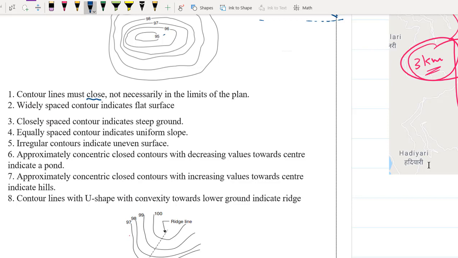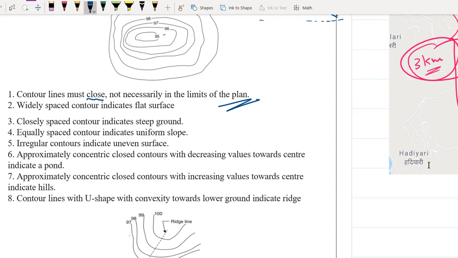So contour lines must close, that means it should always close. You cannot have a contour line like this. Let us say this is a contour line of 100-meter elevation, this one is not acceptable. It should definitely be closing. It might not be a circle, it could be something like this also, or it could be straight also, it doesn't matter, but it should be closing. Okay, please do remember that.